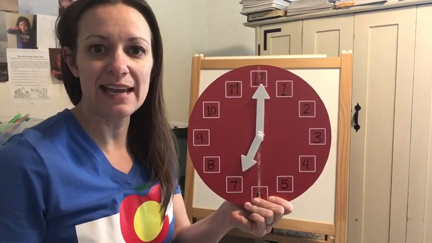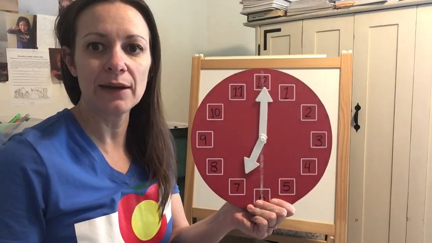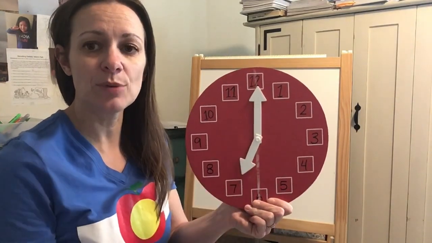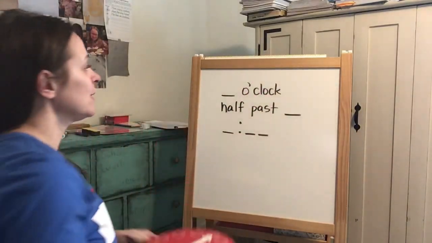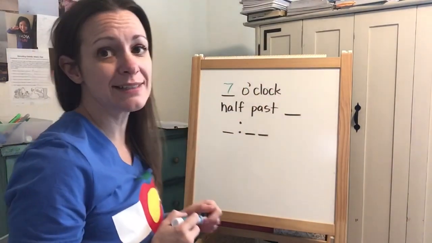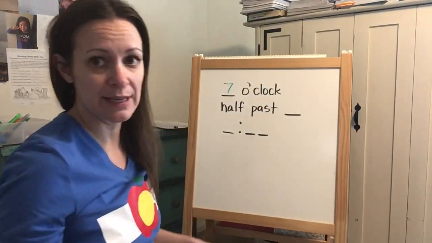So take a look at this time. How would we write what time it is right now? We look at our little hand, it's on the 7, and our big hand is on the 12. So that would be written out 7 o'clock. And you guys did a wonderful job at doing that last week.